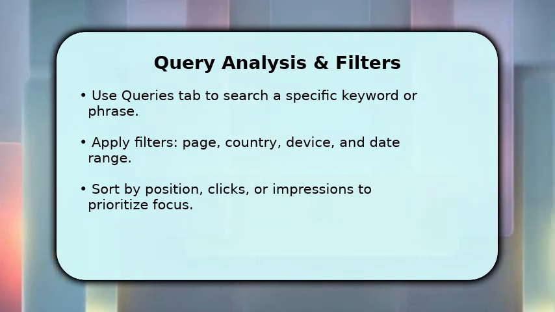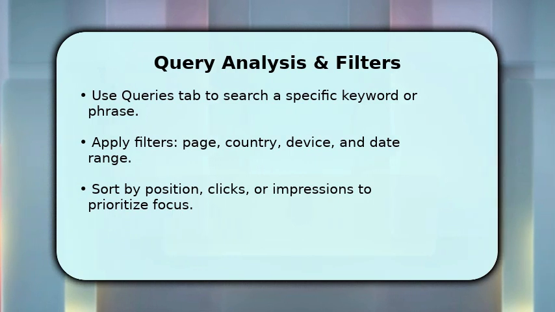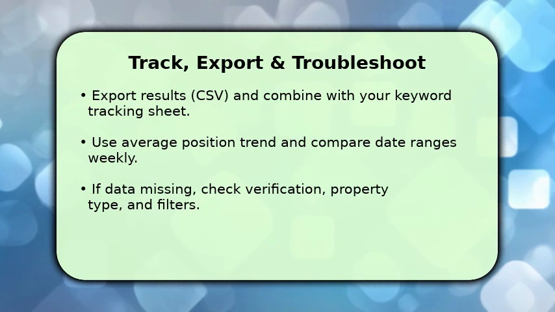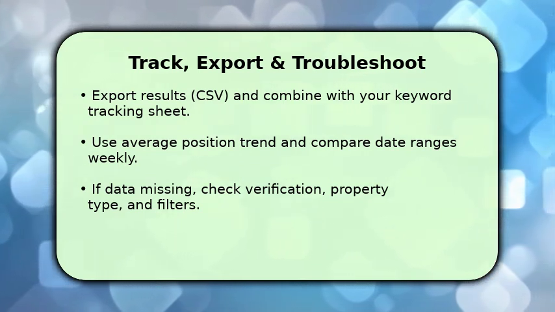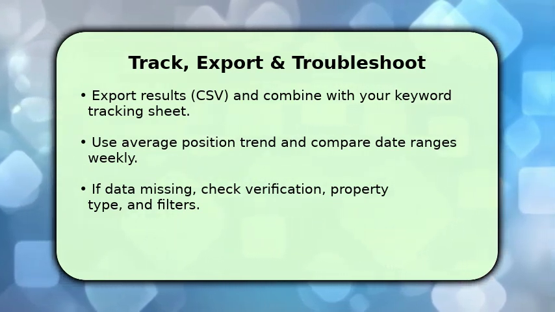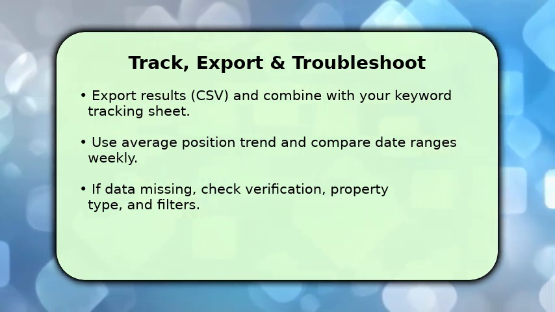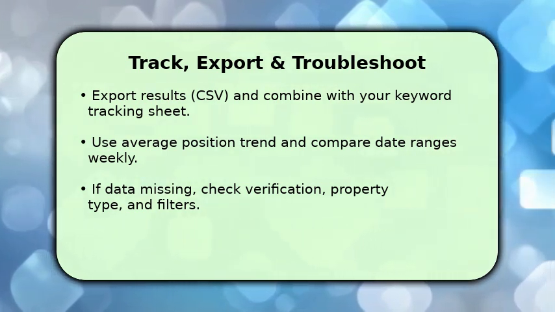Finally, export the filtered query report to CSV and merge it with your tracking sheet so you can chart week-to-week position changes. Once exported, look at average position trends and click patterns to decide optimization priorities. Focus on keywords ranking between positions 6 and 21.